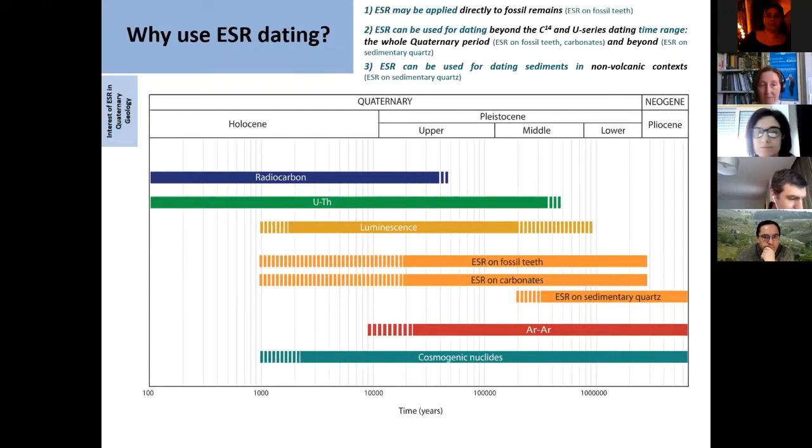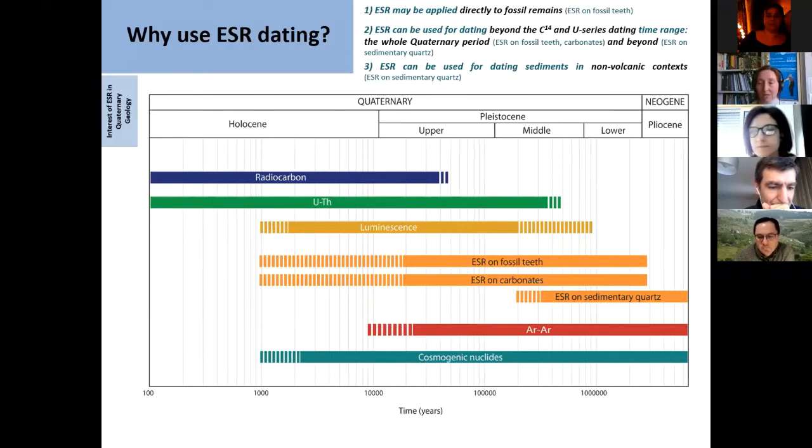We can see here that the radiocarbon dating and the uranium-thorium series are limited to a very short period. And with ESR on fossil teeth, we can go farther. It's one of the very few dating methods that can be used for the whole Quaternary period and beyond. We can see here again that with quartz, we can go farther in time than if we compare with other dating methods. And it is one of the very few dating methods that may be applied for dating sediments in non-volcanic contexts.